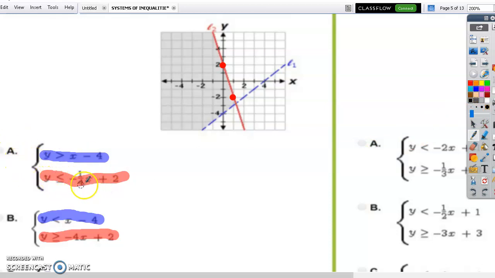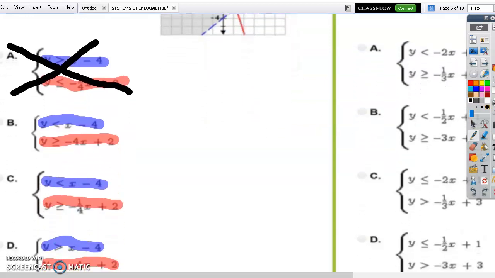A, here's our red line. It's negative 1 over 4. That's not true. A is not our option anymore. B, our slope for the red line is negative 4, so that works. C, our slope for the red line is negative 1 over 4. That does not work. And D, our slope for our red line is negative 4. So I narrowed down my choices. It's either going to be B or D.